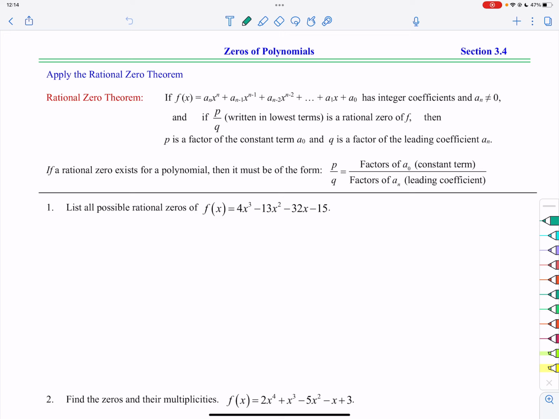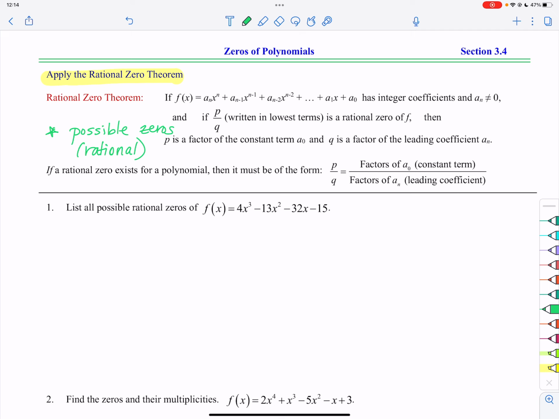This is section 3.4, zeros of polynomials, and we're going to jump right in and apply the rational zero theorem. So basically, the rational zero theorem gives us all of the possible rational zeros. That doesn't mean that they are actual zeros of a polynomial, but it gives us the possible zeros, and these will be rational.